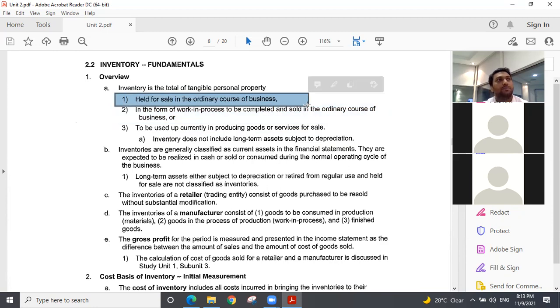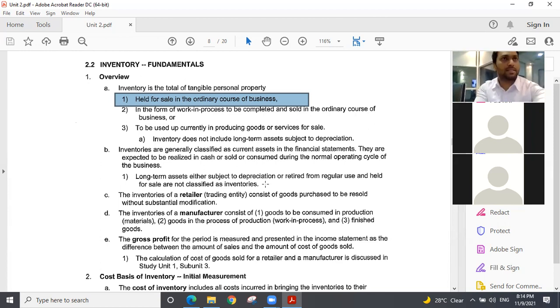finished goods inventory. Okay. So inventory does not include long-term assets subject to depreciation. Inventories are generally classified as current assets in the financial statements. They are expected to be realized in cash or sold or consumed during the normal operating cycle of the business. Long-term assets either subject to depreciation or retirement or retired from regular use and held for sale are not classified as inventories. For example, you have a particular machine or a fixed asset or PPE that you decided not to use for a few periods or not to use now.